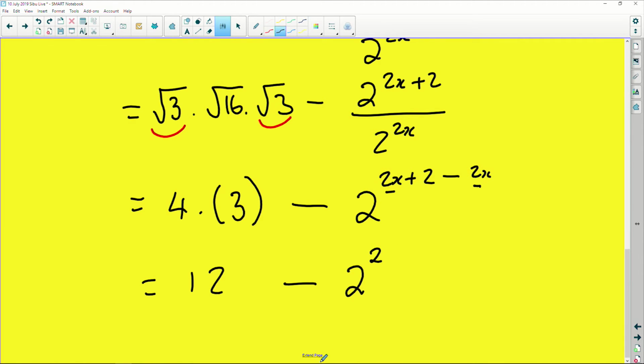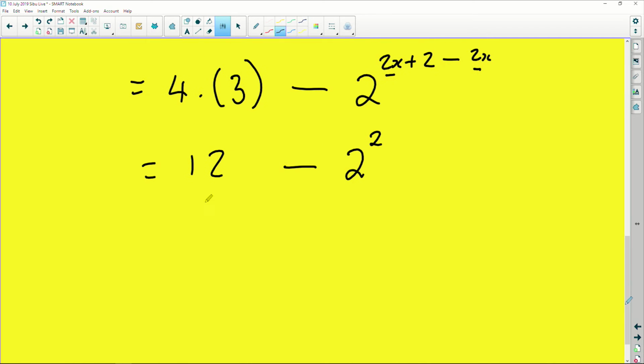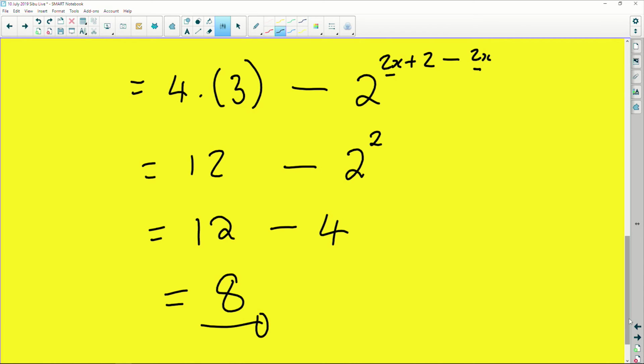Okay, so clearly, simplifying further, we have got 12 as our first term. So this is going to be 12 minus 2 squared, which is equal to 4. And then 12 minus 4 will just simply give you an answer of exactly 8. So the answer to the simplification of this question will just simply be 8.